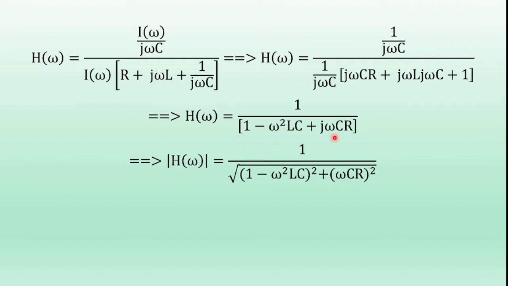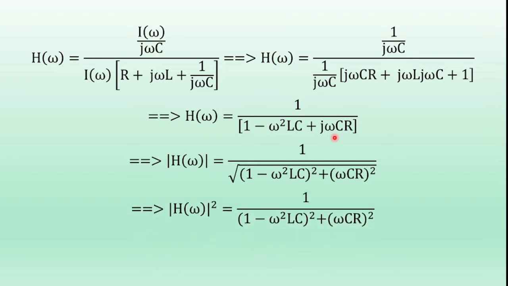Now taking magnitude on both sides, magnitude of H of omega is equal to 1 divided by the square root of real part square plus imaginary part square, that is 1 by square root of (1 minus omega square LC) whole square plus (omega CR) whole square. Squaring on both sides, on the RHS the square and square root cancel. We get magnitude of H of omega whole square equal to 1 divided by (1 minus omega square LC) whole square plus (omega CR) whole square.